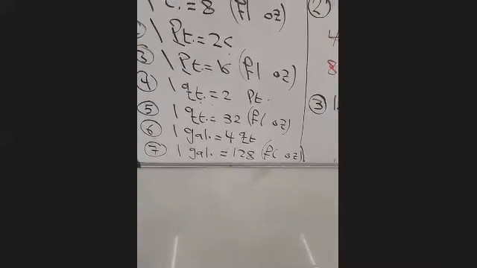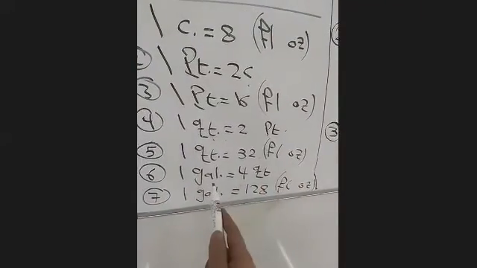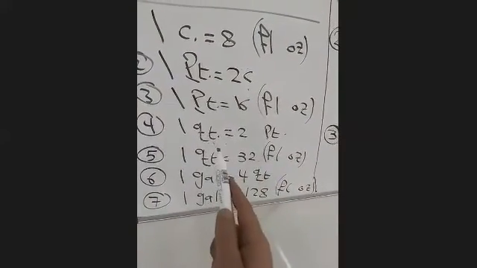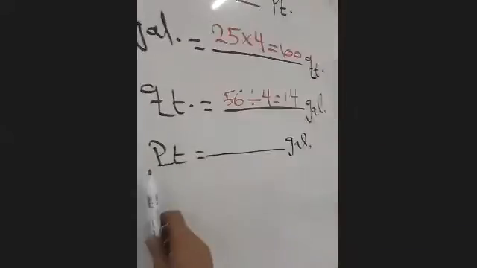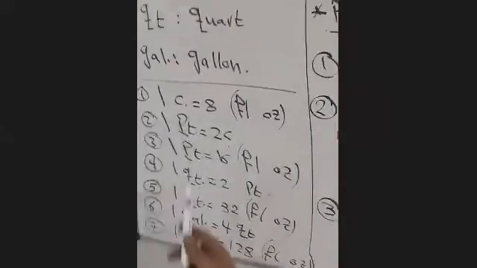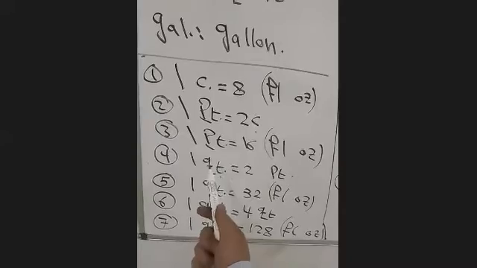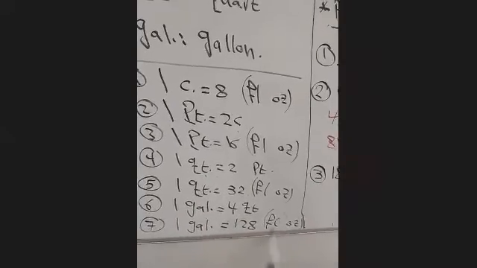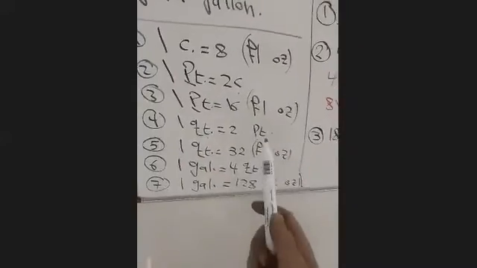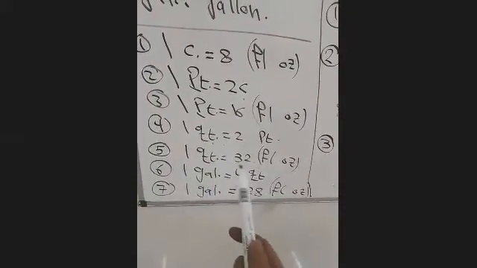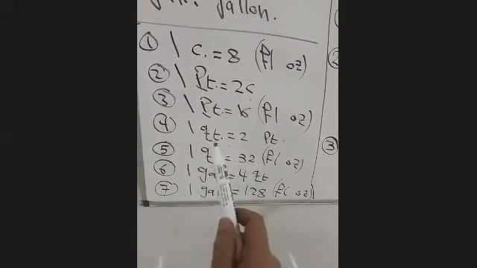I want to go from pints to quart, then from quart to gallon. Excellent. So from pints to gallon, guys, we don't have a formula between pints and gallon here. How will I go from pints to gallon? I will go from pints to quart, then quart to gallon. So from pints to quart, then from quart to gallon, right? Yes. Let's turn from pints to quart first.